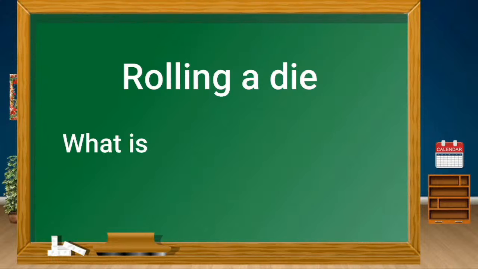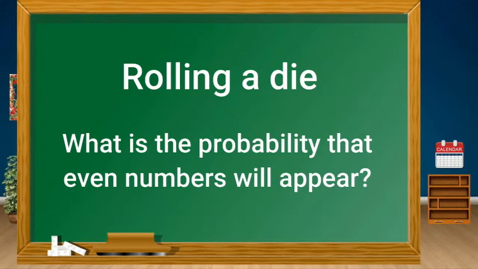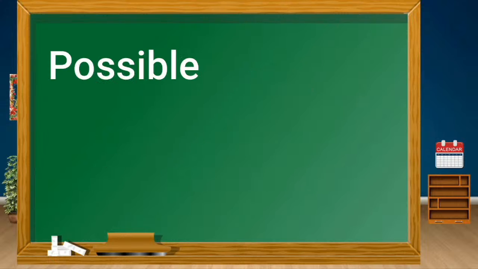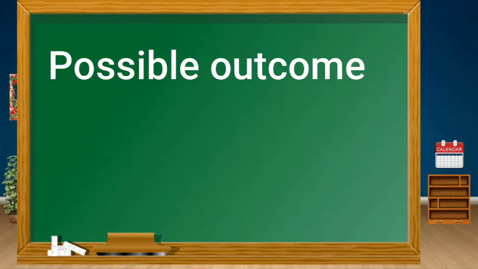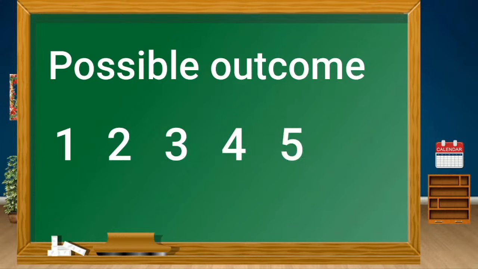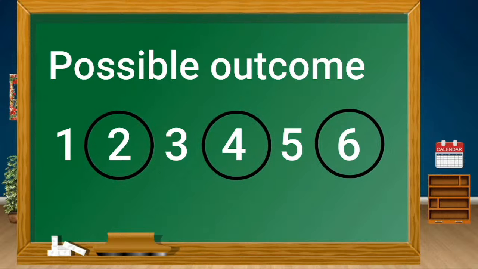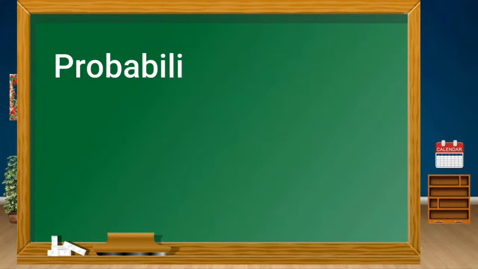For example, in rolling a die, what is the probability that even numbers will appear? So the possible outcome of the experiment is 1, 2, 3, 4, 5, and 6. And we are looking for the even numbers. So the event is 2, 4, and 6.